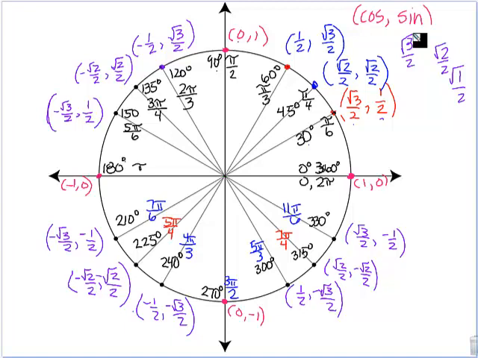A trick just to quickly come up with it if you ever need to know them and you don't have your unit circle handy, and you don't feel like drawing out your 30, 60, 90 triangles and figuring it all out again.